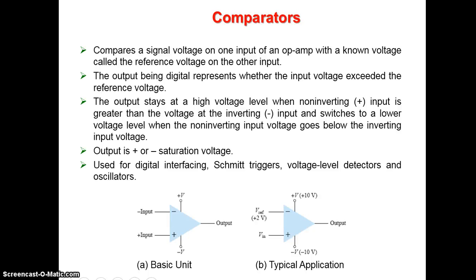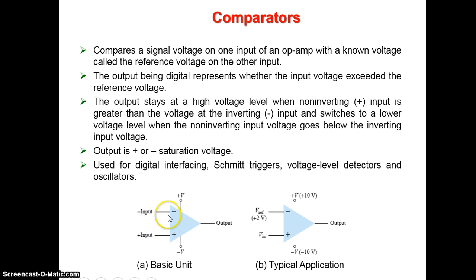The next application of op-amp we are going to discuss is a comparator. Till now, whatever applications of op-amp we dealt with all had a feedback from output back to input. Here it is different. It doesn't have a feedback from output back to input. A comparator circuit compares the signal voltage on one input of the op-amp with a known voltage, called the reference voltage, on the other input.